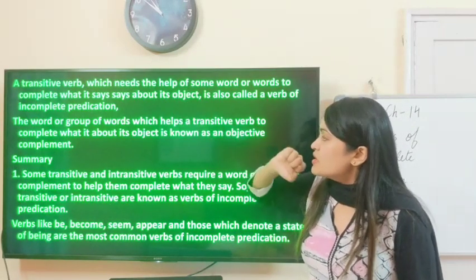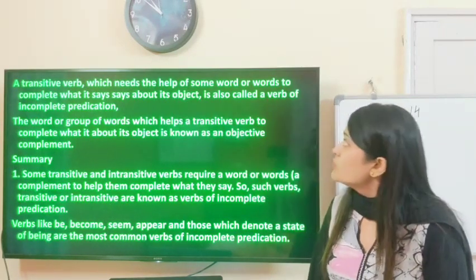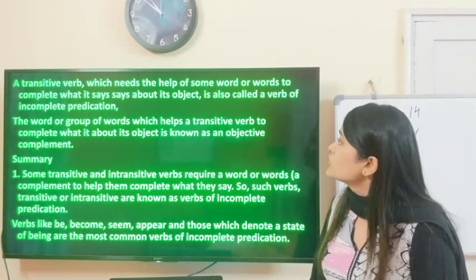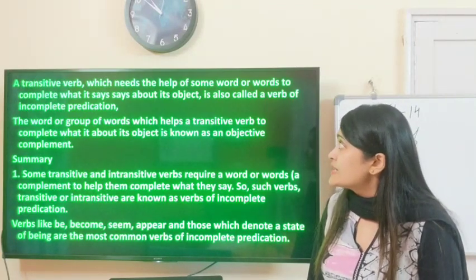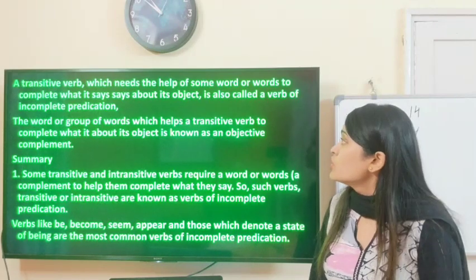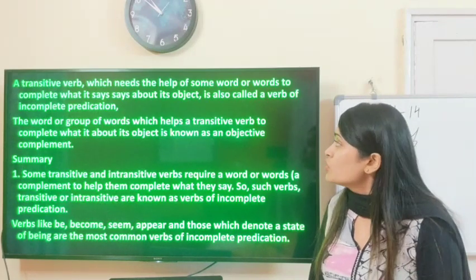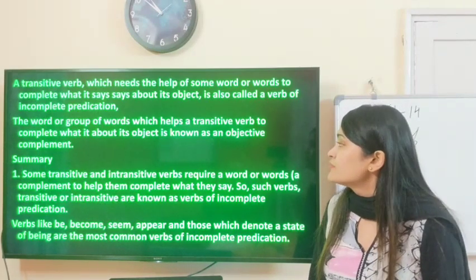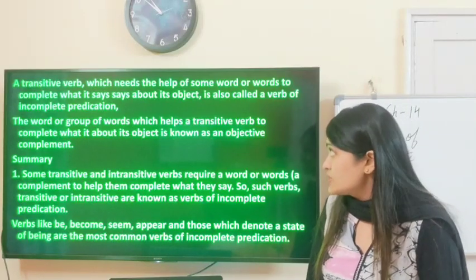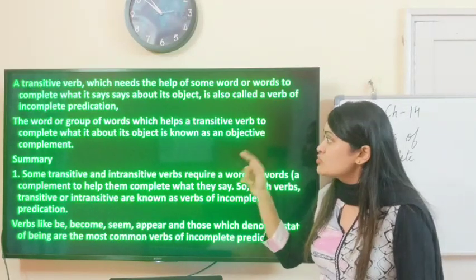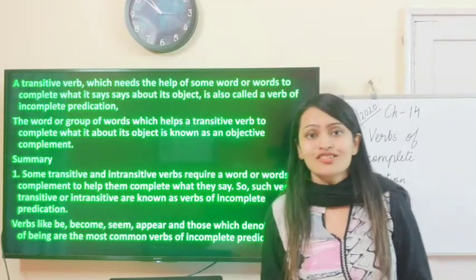Let's conclude with this much. A transitive verb which needs the help of some words to complete what it says about its object is called a verb of incomplete prediction. The word or group of words which help a transitive verb complete what it says about its object is known as an objective complement. Okay children?